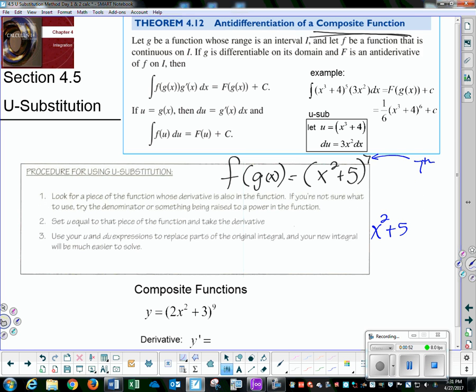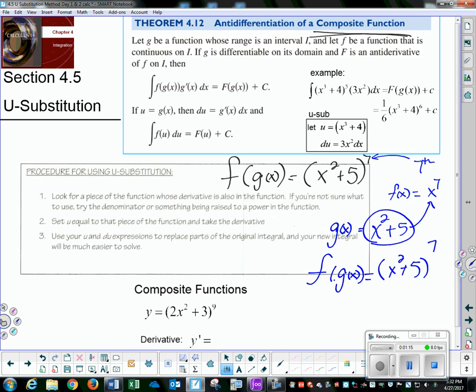Oh, you know what would even be better? To say that I have f of x, my outer function being an x to the 7th, and then my inner function was g of x equals x squared. And when I put them together, I insert g of x into f of x, and it builds what we call a composite function. So here's the name of the game.